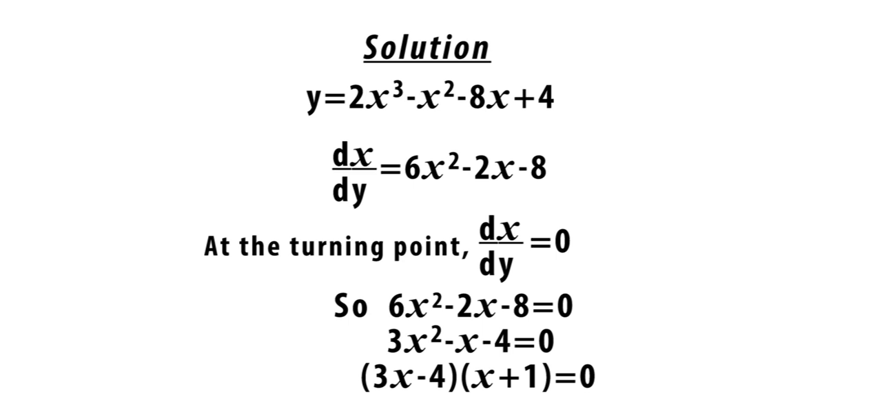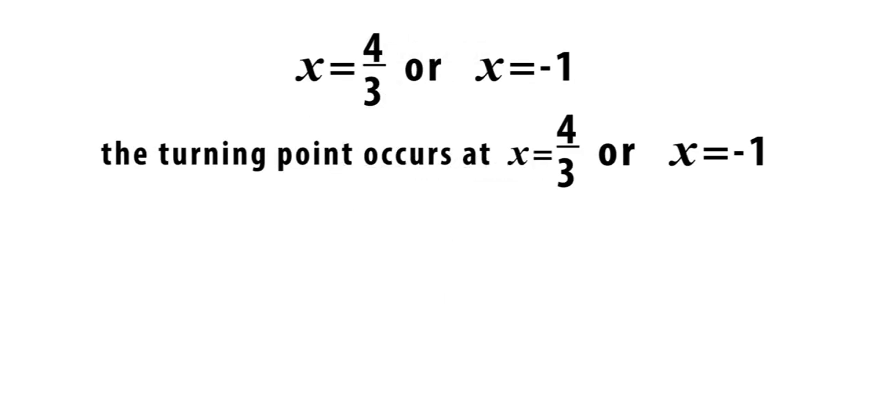We'll simplify this by dividing through by 2. And that will give us 3x squared minus x minus 4 is equal to 0. Let's factorize. So when we factorize, we'll have 3x minus 4 in one bracket and x plus 1 in another bracket, all equal to 0. And solving this will give us x is equal to 4 divided by 3, or x is equal to negative 1. The turning point occurs at x is equal to 4 divided by 3, or x is equal to negative 1.